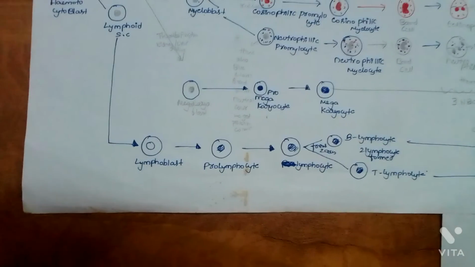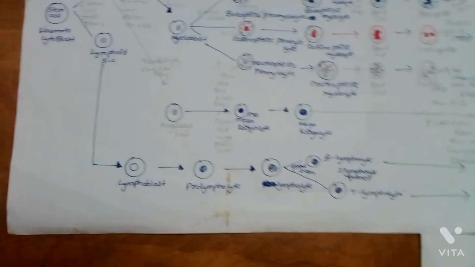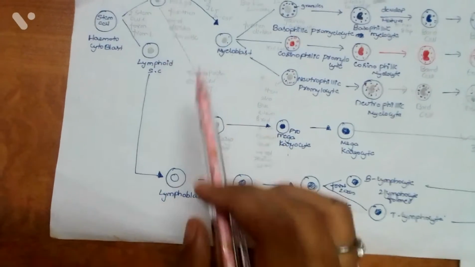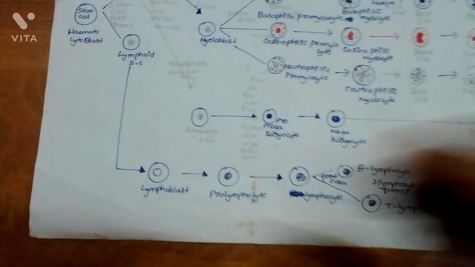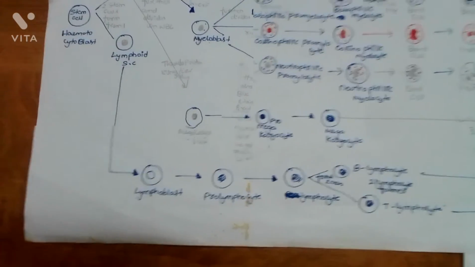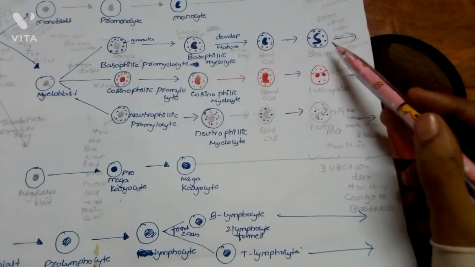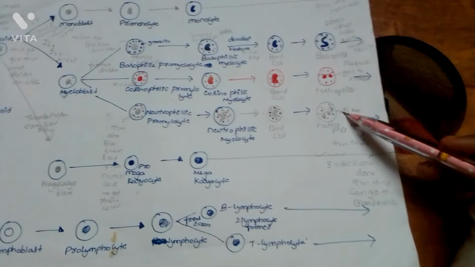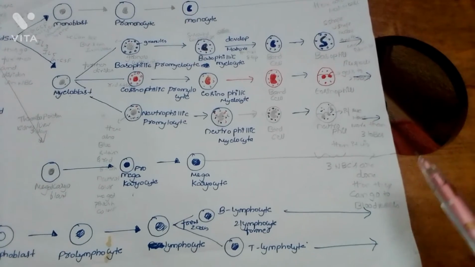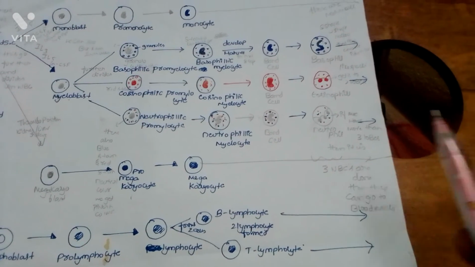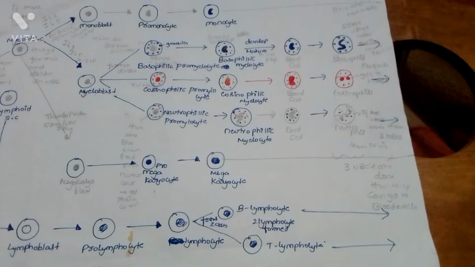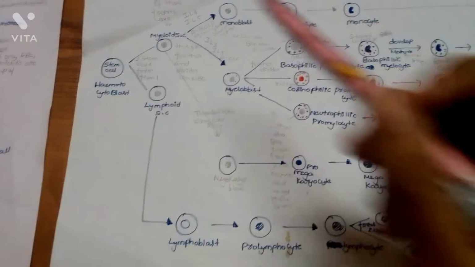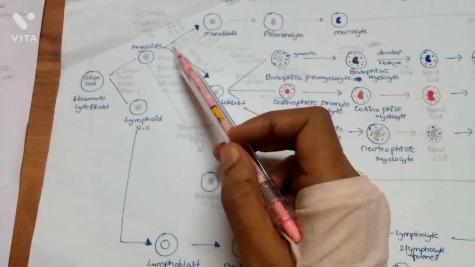And then here the stages are over. Now here the 3 granular WBCs are done. They will go to the blood vessels. I will explain it afterwards. First we will see here the myeloid stem cell is there.